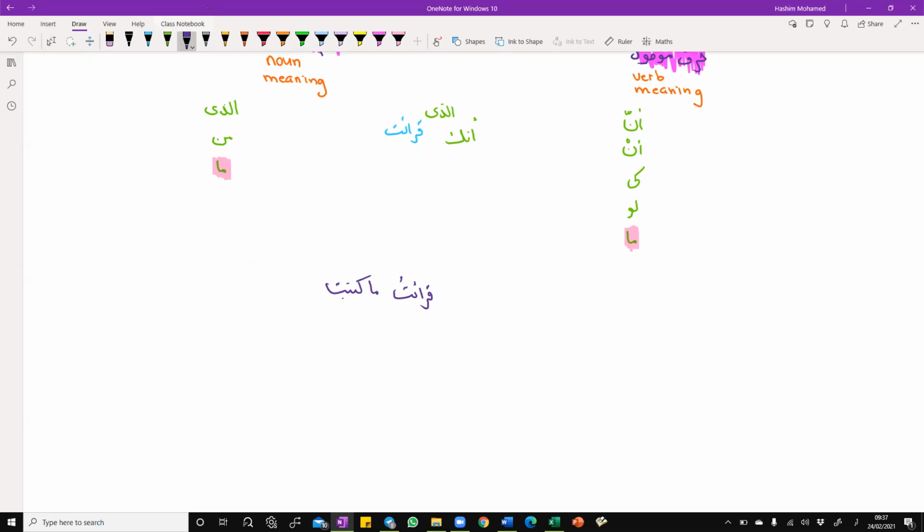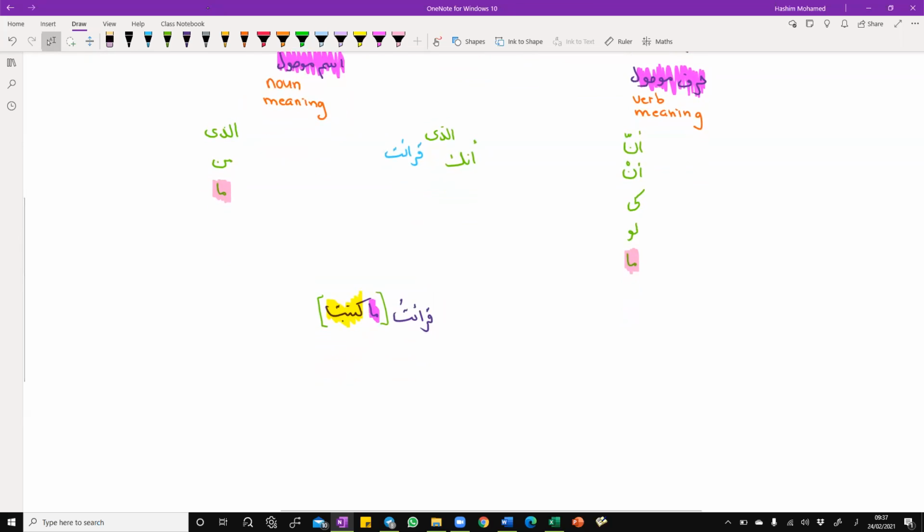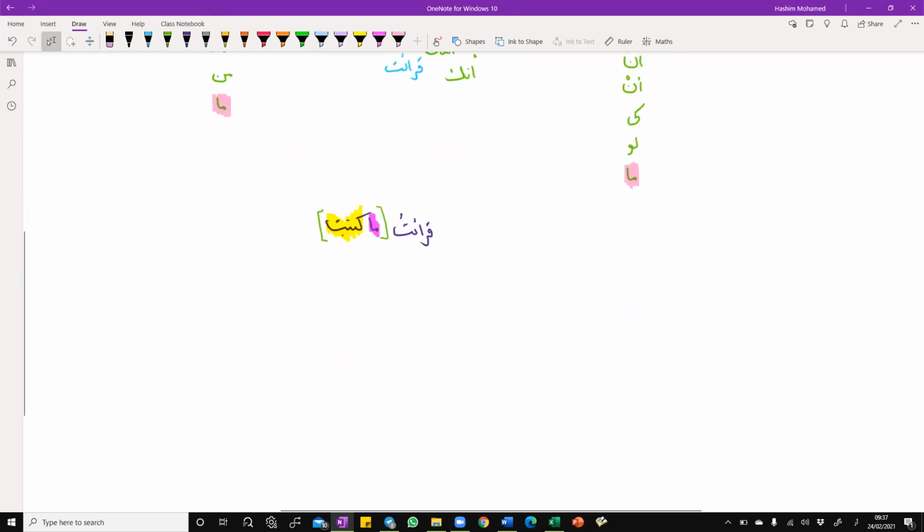So again, what do we have here? We have a sentence, and the maf'ul bihi can't be a sentence directly. The sentence is a sila. We add a mawsool before it. Is this an ism al-mawsool or a harf al-mawsool? It looks like an ism al-mawsool. I read the thing that you wrote. That's like an example that comes in the Quran.